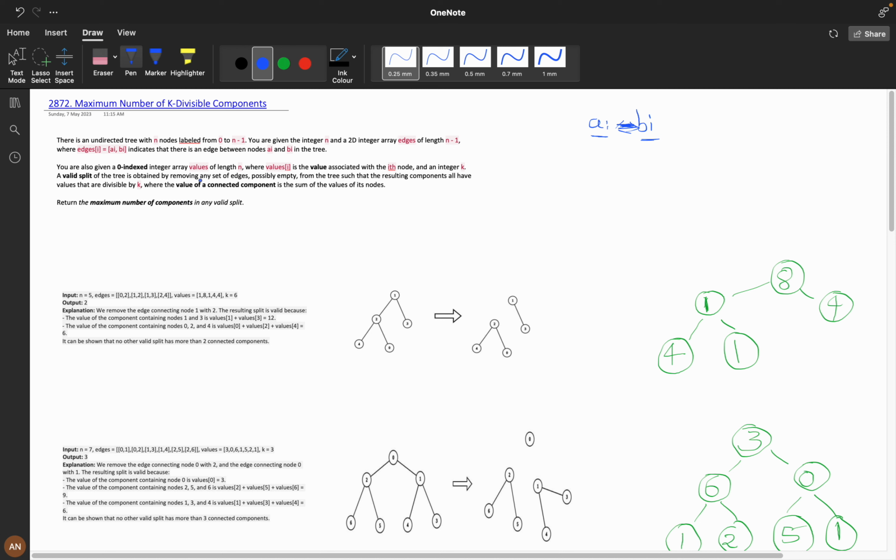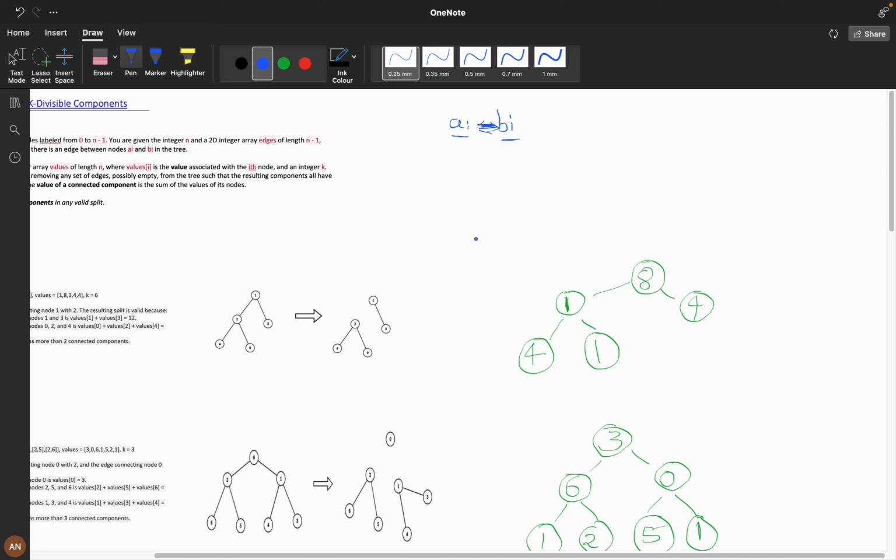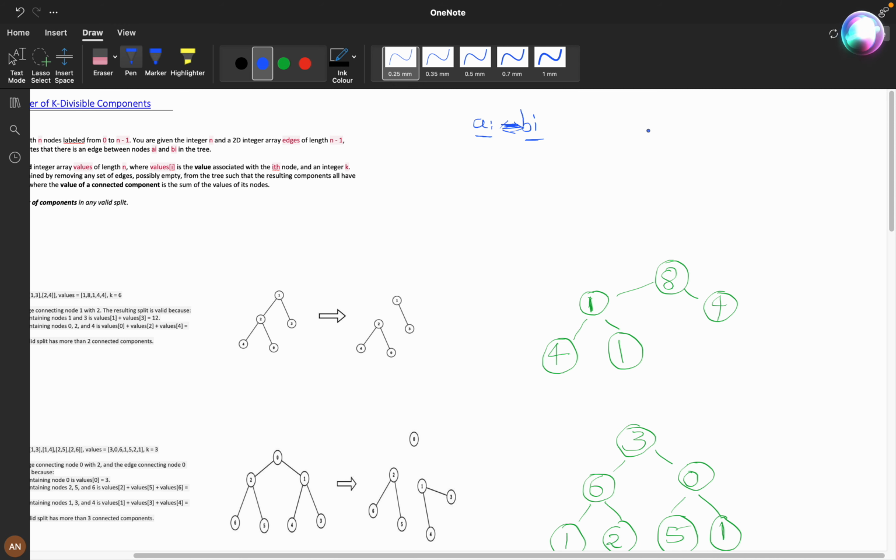A valid split of the tree is obtained by removing any set of edges, possibly empty, from the tree, such that the values of all the resulting components are divisible by k. He is saying that, suppose let's take this example. We have 6 and we have 6, and here we can take 4 and we can take 2. If you take it like this, and suppose the value k is 6, then how can we break it down? Either we can break down the tree here or here. If you see, this 6 is divisible by k, and this 6 and this 6.